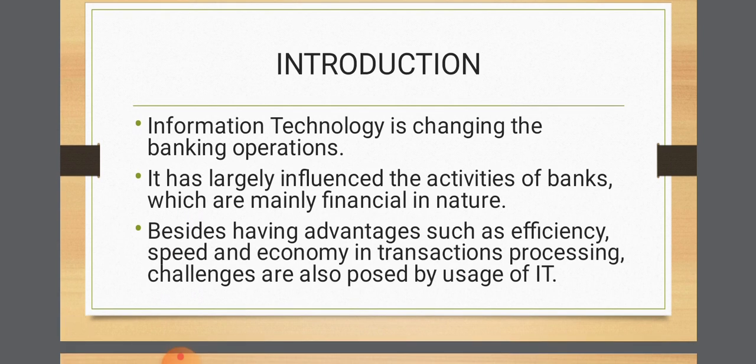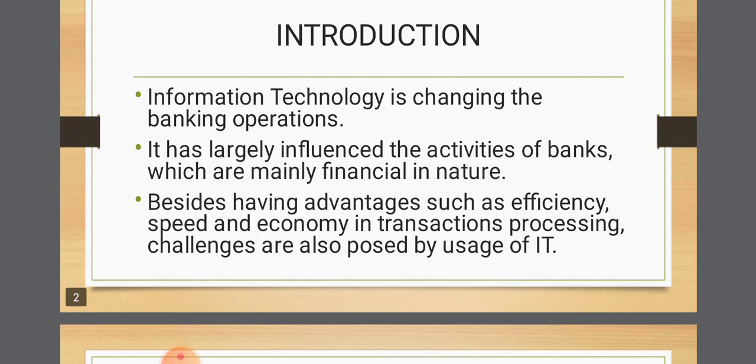Before starting with information system audit, we need to understand certain things, that information technology is changing banking operations. Now we can see that information technology is used in almost all the banking operations, and all the activities of the banks are also largely influenced. These activities are financial in nature. So what is happening due to the use of information technology is that, on one hand, it is giving you advantages such as efficiency, speed, economy in transaction processing, etc., but at the same time we need to understand that it is bringing some challenges also.